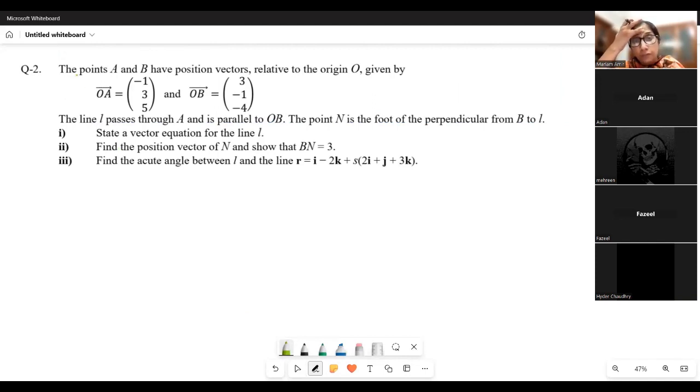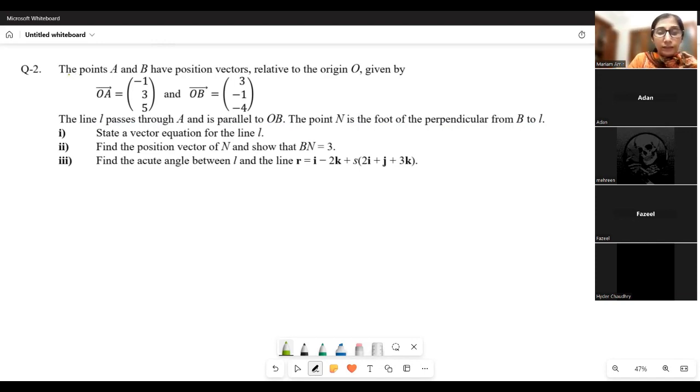Points A and B have position vectors relative to origin O, given by OA equals this and OB equals this. Line L passes through A and is parallel to OB. The point N is the foot of perpendicular from B to L. State the vector equation of line L.